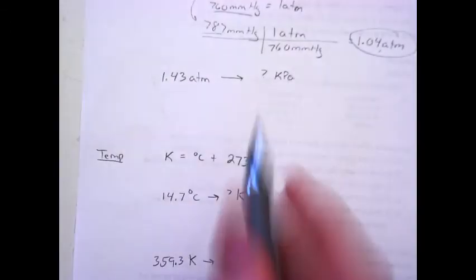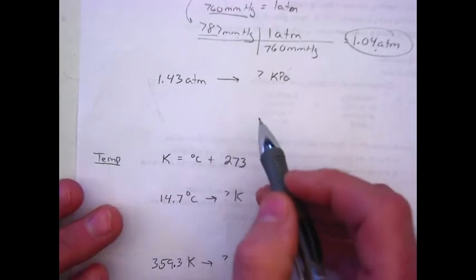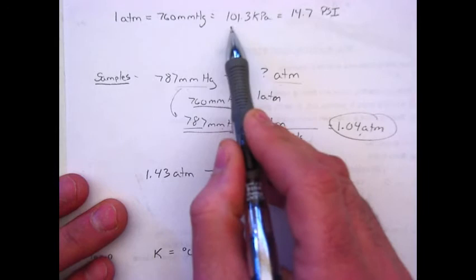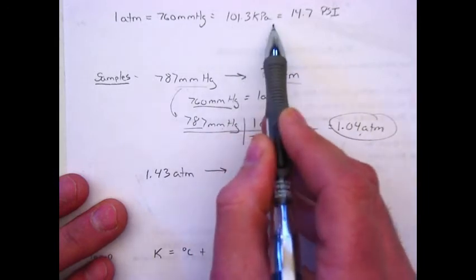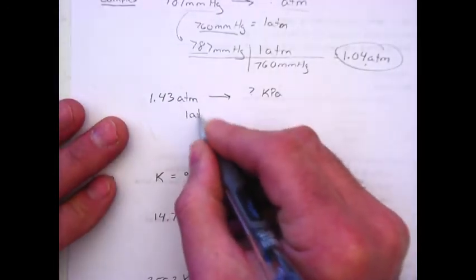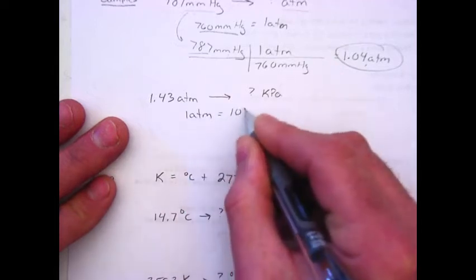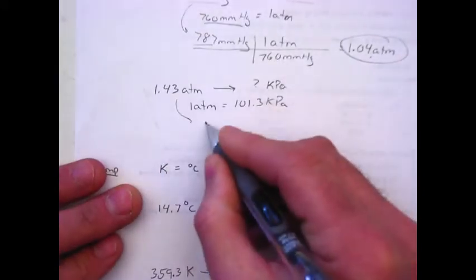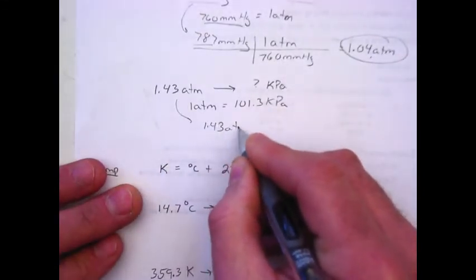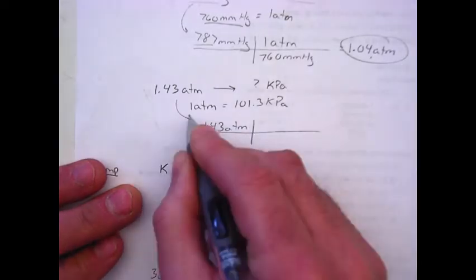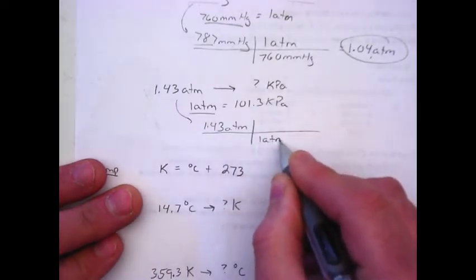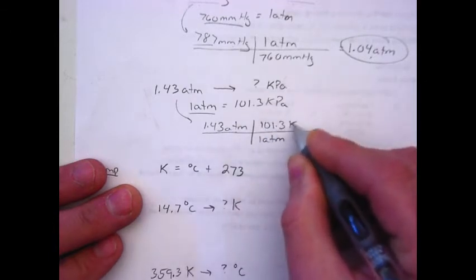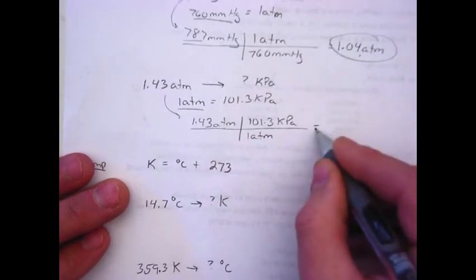Another example would be going from atmospheres to kilopascals. For this one 1 atmosphere is equal to 101.3 kilopascals. So 1 atmosphere equals 101.3 kilopascals. I set up my grid, 1.43 atmospheres. The 1 atmosphere would go on the bottom so that it cancels out with this one. And the 101.3 kilopascals would go on top.